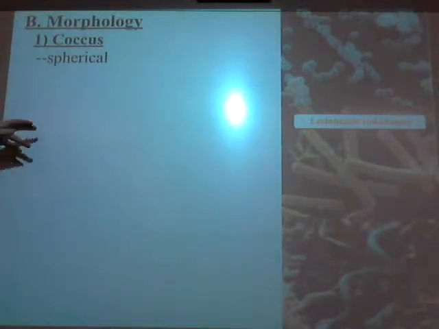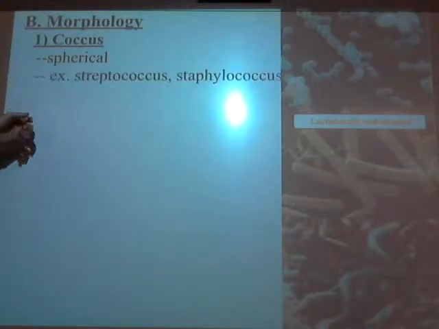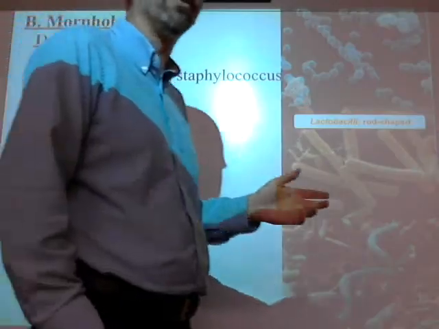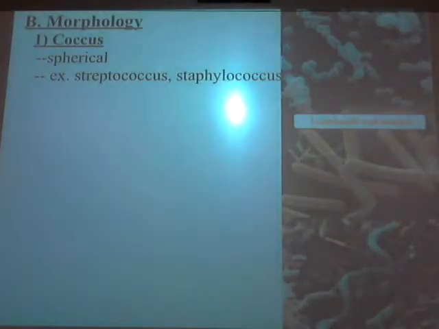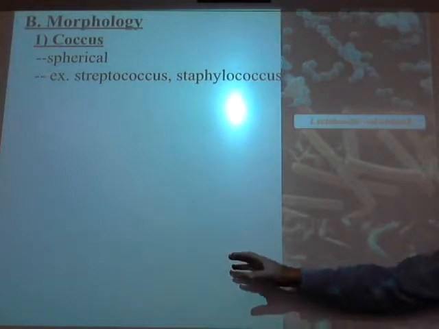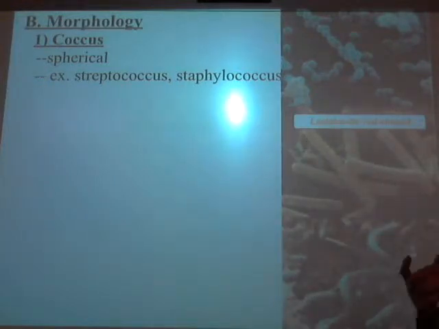Anyway, these guys are spherical, and some examples would be two words you've heard before but never really realized: strep throat and staph infections. Now think about this. In streptococcus, the strep part and the staph part come from the prefix that means how they're organized together. I'm going to put those down here in a second. The coccus part tells me what they look like, their morphology.